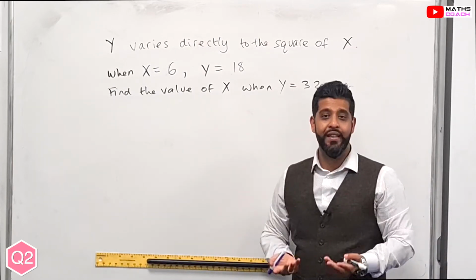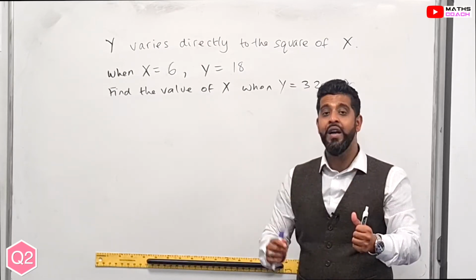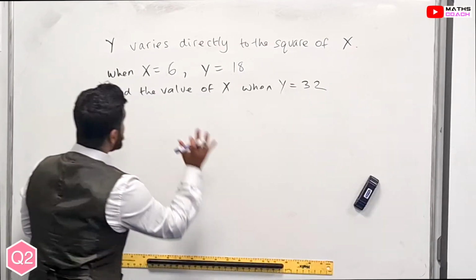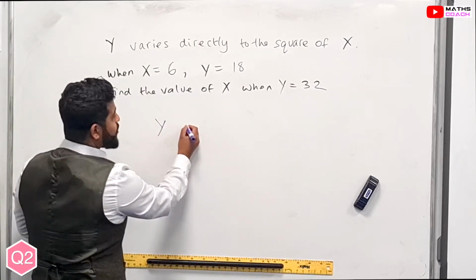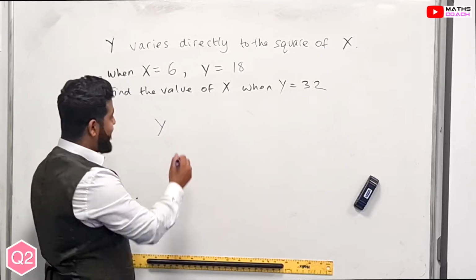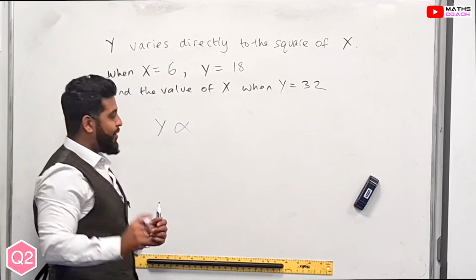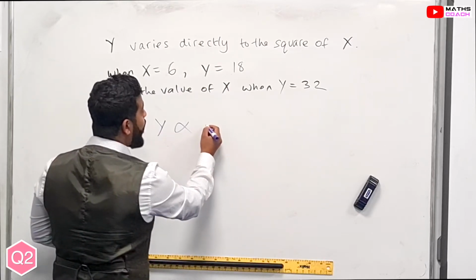And obviously they get the question wrong. So remember, step number one is to find the formula and find your K value. So on to this question, Y varies directly to the square of X. I did say in the last example that I won't write this sign anymore, but I'll do it just one more time. So Y varies directly to the square of X.